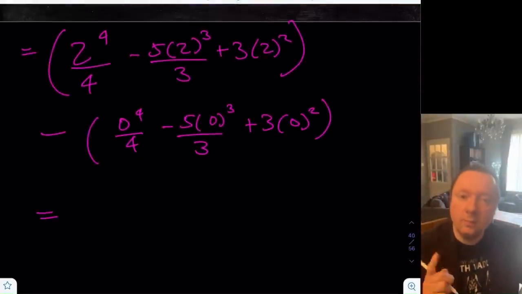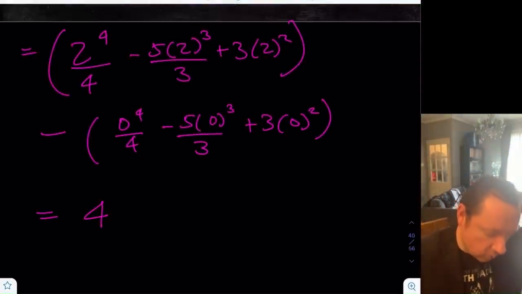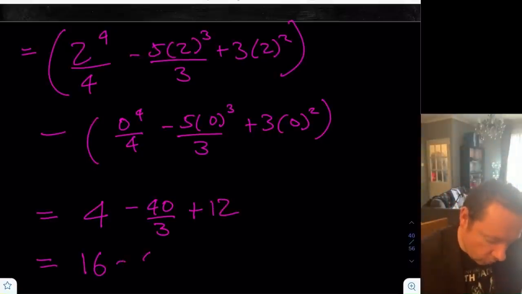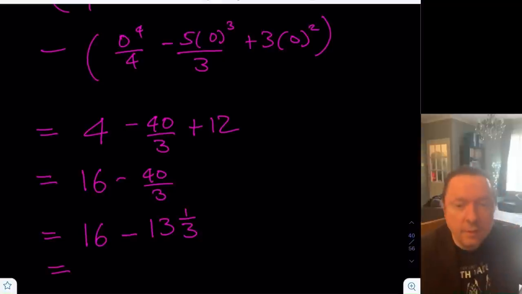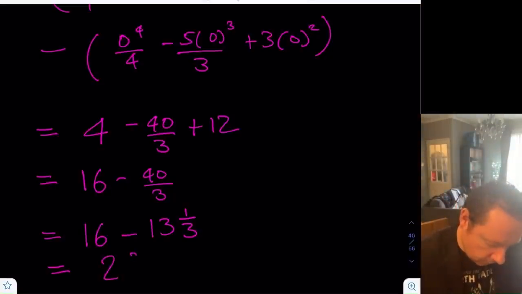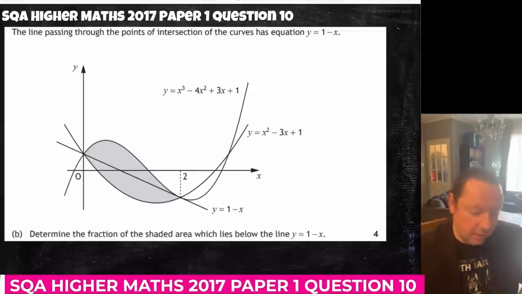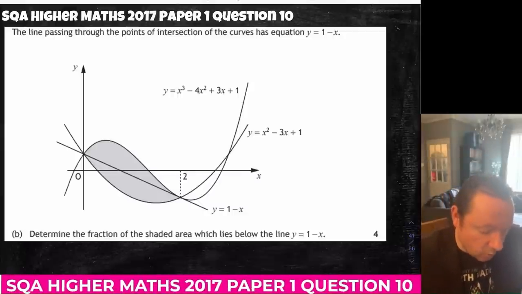2 2s is 4 times 2 is 8 times 2 is 16 divided by 4 is 4 for our first term. Second term, 2 cubed is 8, 8 5s is 40, so we get minus 40 over 3, and 2 squared is 4 times 3 is 12. Tidying that up, we get 16 minus 40 over 3. Non-calculator, easiest way to deal with that is mixed numbers, I would say, because 3 times 13 is 39, so minus 13 and a third. 16 minus 13 is 3, minus an extra third is 2 and 2 thirds. And we're done there.